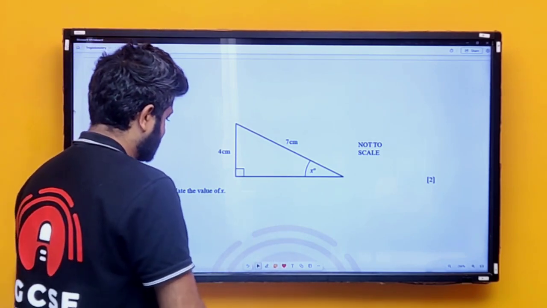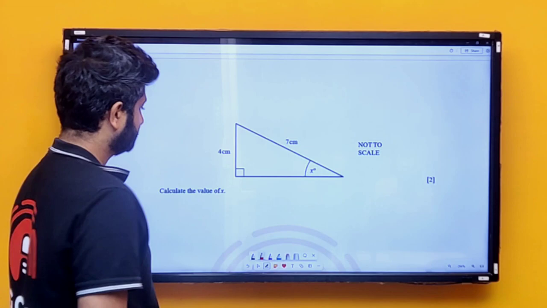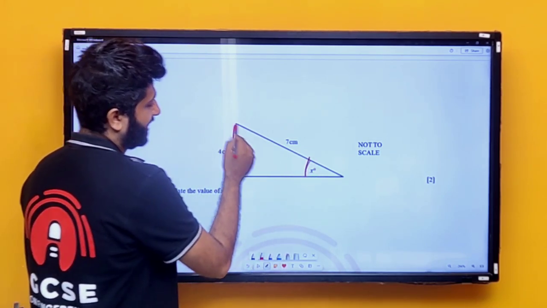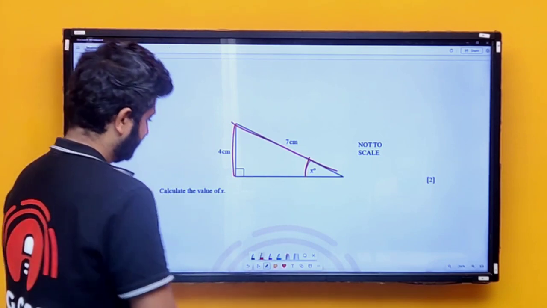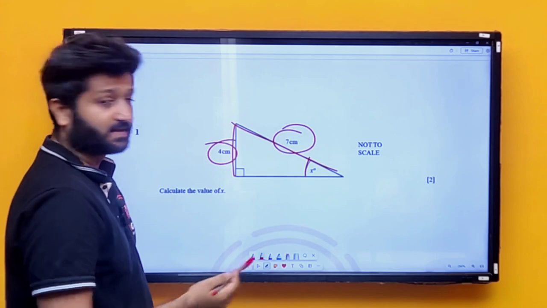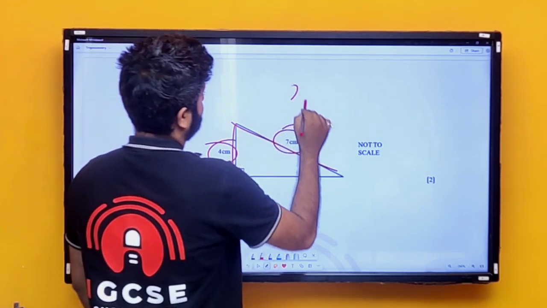Let us solve the first question, guys. The first question says, I have been given this angle, I have been given the hypotenuse and I have been given the opposite side. I am supposed to find x.